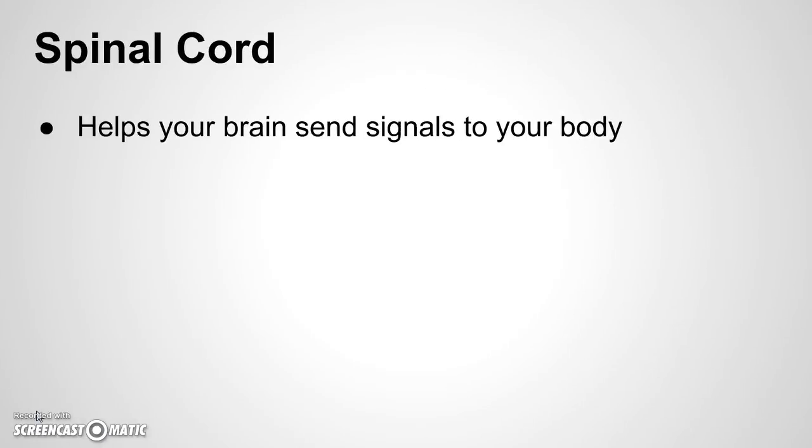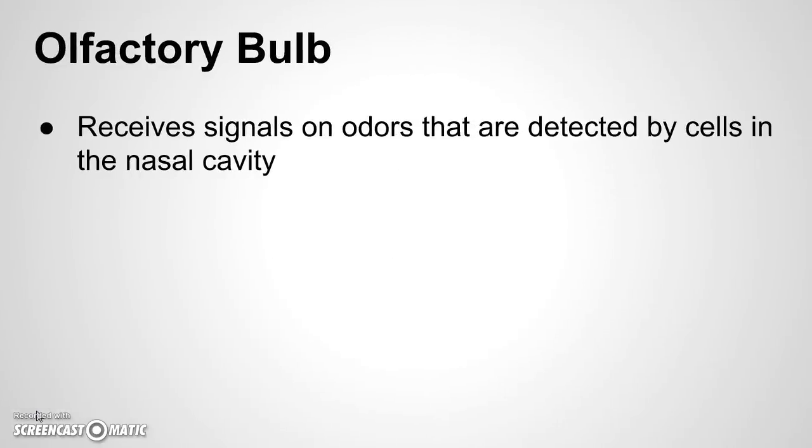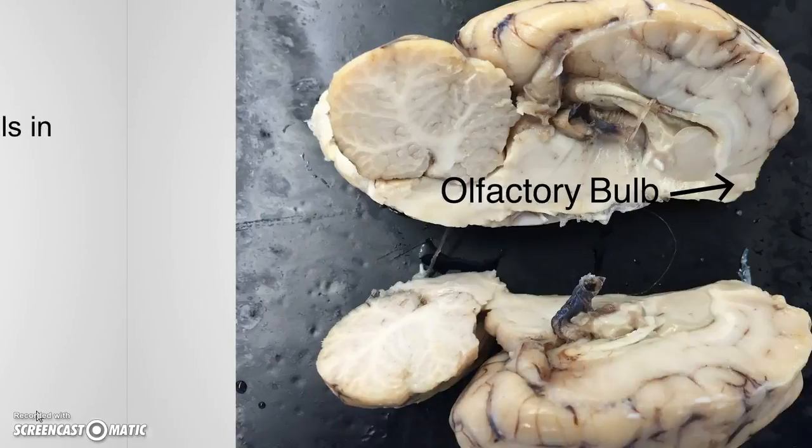So then we have the spinal cord, and it is very important because it's what helps your brain send signals to your body. So if your spinal cord were to be injured, there would be a lot of problems, and you wouldn't be able to do things the way you used to do them. And then we have the olfactory bulb, and this is what receives signals on odors that are detected by cells in the nasal cavity or your nose, so your brain can then make out what it is that you're smelling.